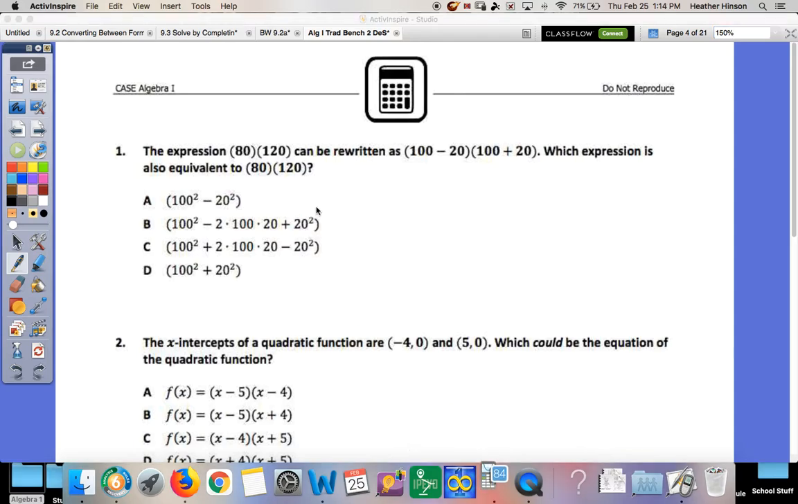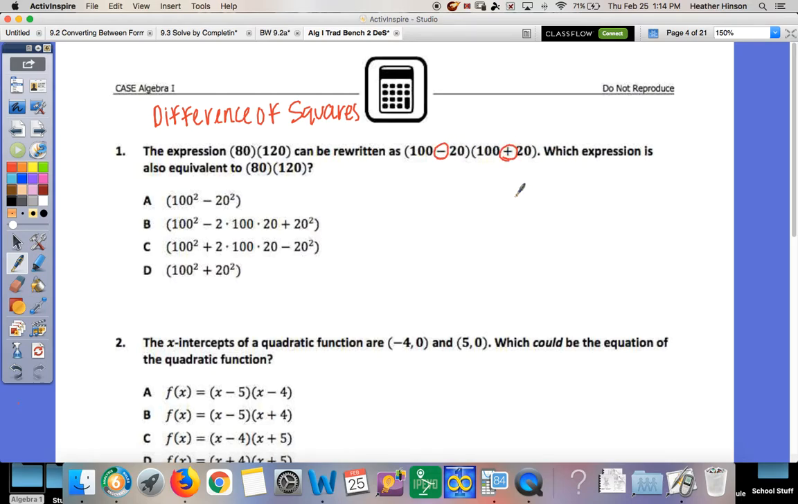So for this first one, the expression 80 times 120 can be rewritten as (100 minus 20) times (100 plus 20). Which expression is also equivalent to 80 times 120? So this is a weird way of writing a difference of squares, where you have the same number on both sides, but one of them's going to be minus and one of them's going to be plus. That's a difference of squares.